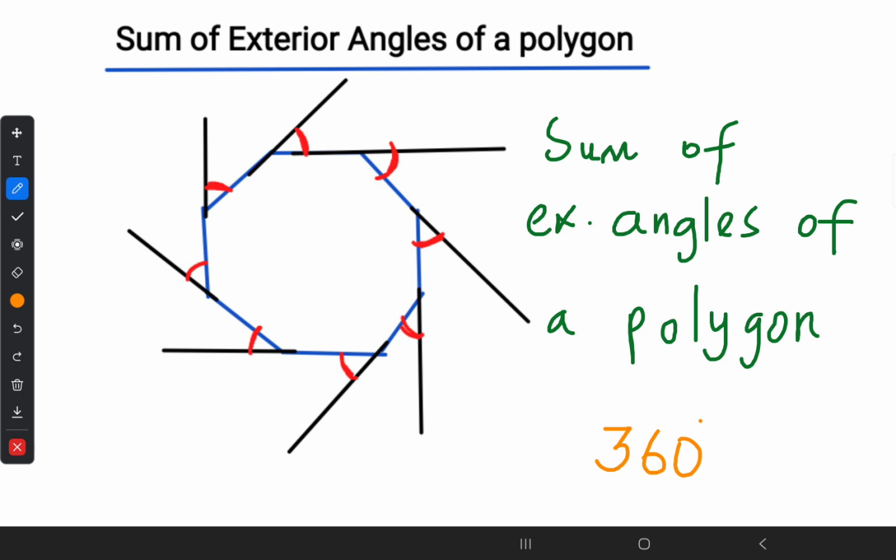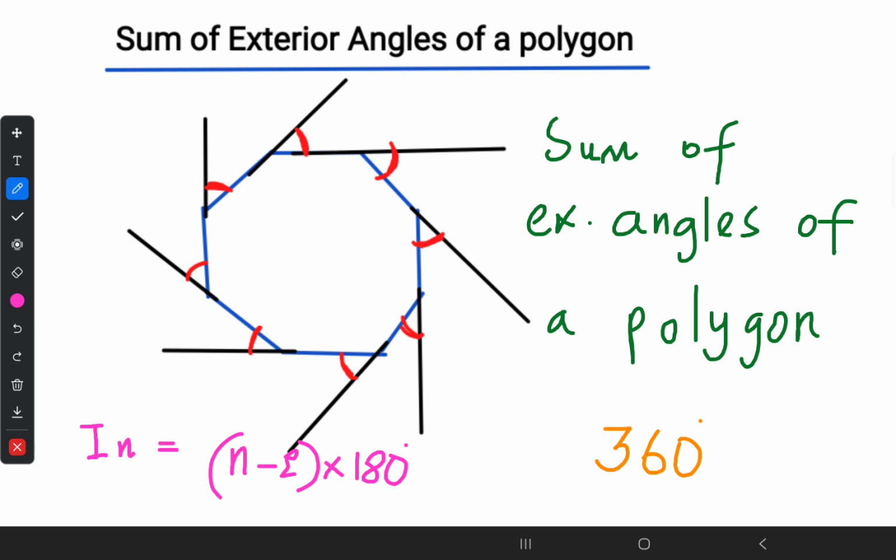But interior angles, that is different. For a triangle, the sum of interior angles is 180. For a quadrilateral, 360. For a pentagon, 540. For that, to find any polygon's interior angle sum, we can use (n minus 2) times 180. When we use this formula, we can find the sum of interior angles of a polygon.